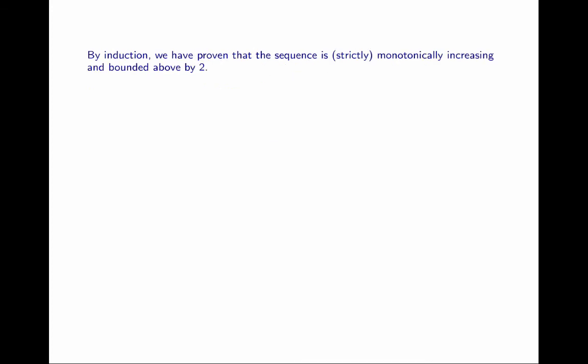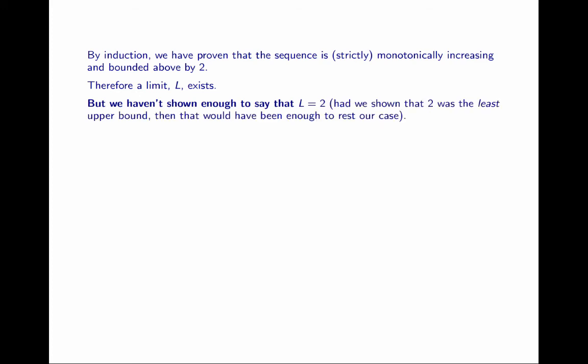So by induction, we have proven that the sequence is monotonically increasing. In fact, strictly monotonically increasing. And bounded above by 2. Therefore, a limit L exists. But we have not shown enough to say that the limit L is 2. Right? We've shown that 2 is an upper bound of the set of values, but we have not shown that it's the least upper bound. Had we shown that, then we could have rested our case that the strange object we were considering is in fact equal to the number 2.